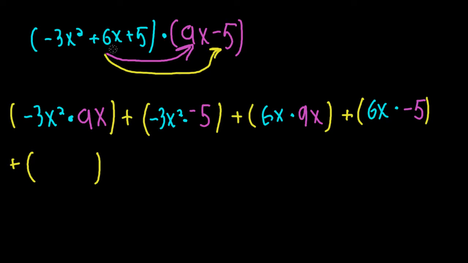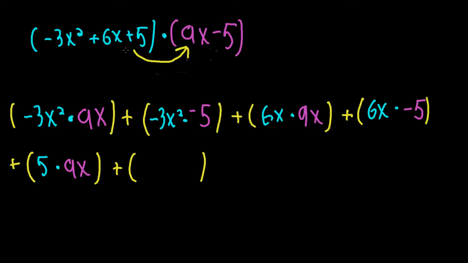Now we're gonna multiply our last term, which is 5, and we're just gonna start by distributing it to 9x. So we have 5 times 9x. Finally, we are adding plus. We have 5 times negative 5. So 5 times negative 5.